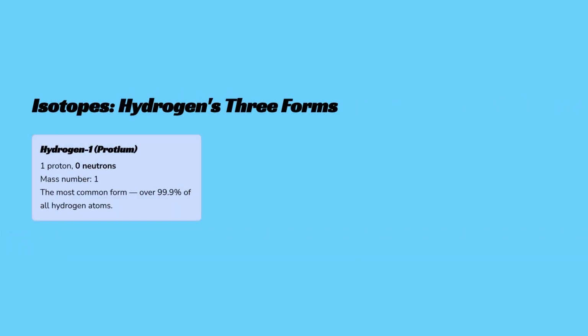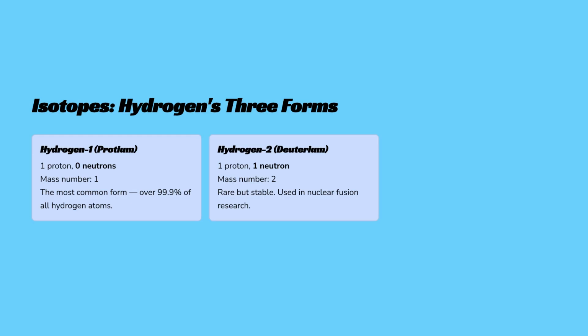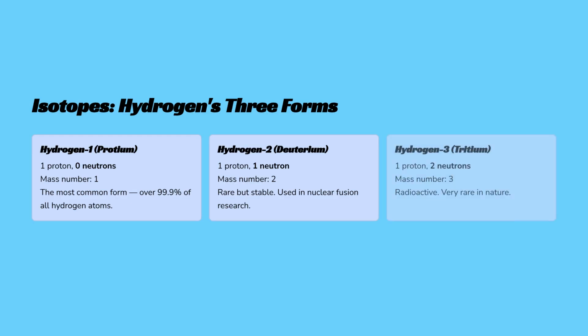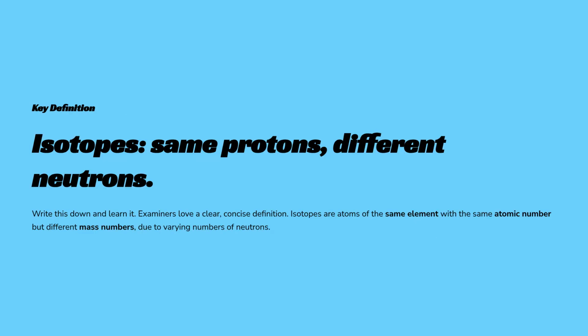Protium has 1 proton and no neutrons. Deuterium has 1 neutron, and the rare radioactive tritium contains 2 neutrons. Despite these differences, all 3 remain hydrogen. Remember this key definition. Isotopes are atoms of the same element with the same atomic number but different mass numbers due to a varying number of neutrons.